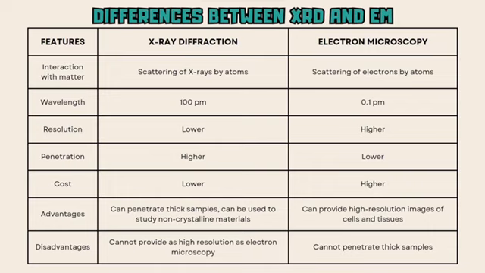Besides, the advantage of using X-ray diffraction is it can penetrate thick samples. It also can be used to study non-crystalline materials. The advantage of using electron microscopy is it can provide high-resolution images of cells and tissue. The disadvantage of using X-ray diffraction is it cannot provide as high resolution as electron microscopy, while electron microscopy also cannot penetrate thick samples.